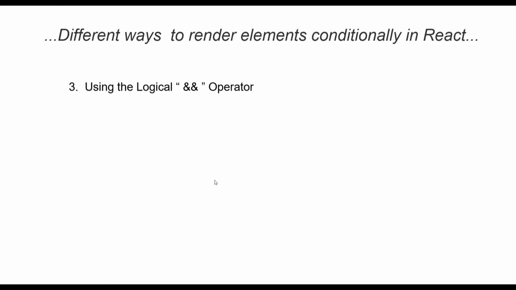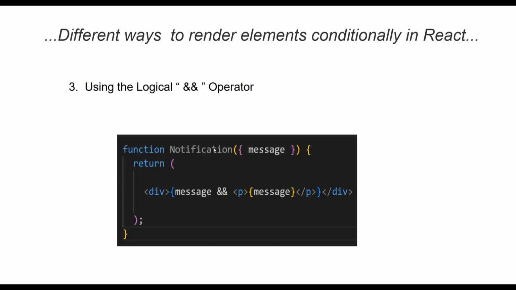So another way of rendering elements conditionally in React is by using the logical AND operator, this one right here. Here is a simple example of using the AND operator. Right here we have a component called notification, and we are passing in a message. Now we pass in the message to be rendered inside this paragraph, right? Before this paragraph is rendered, we want to check if there's a message inside this variable. If there's a message here, then render the message inside this paragraph.